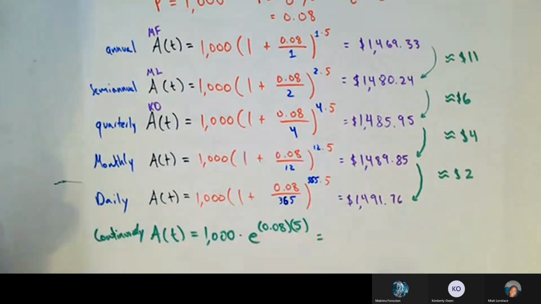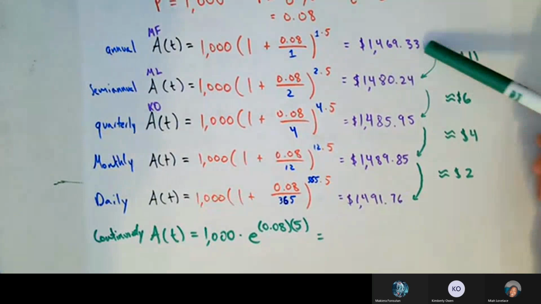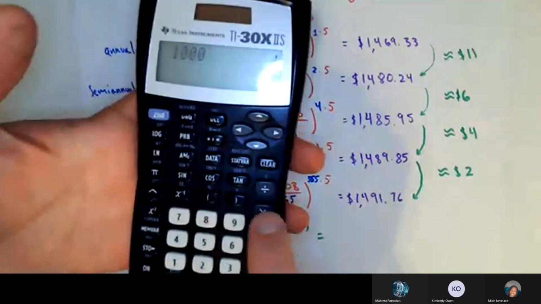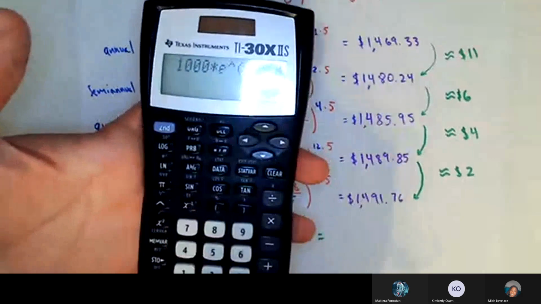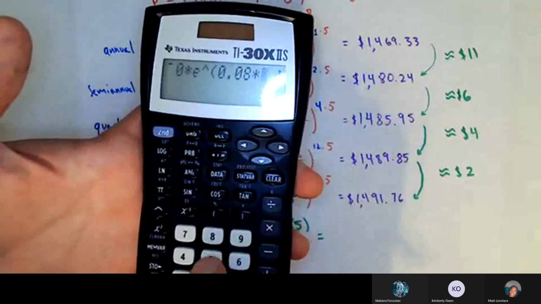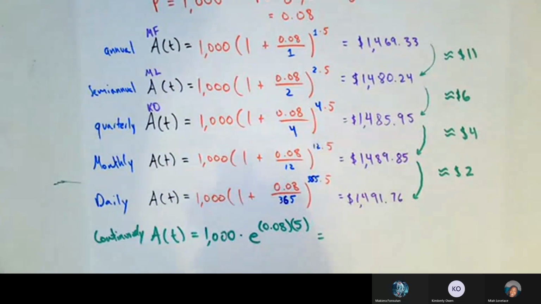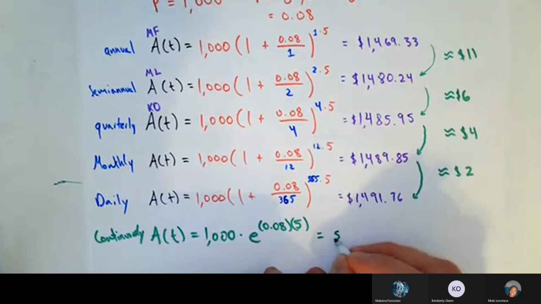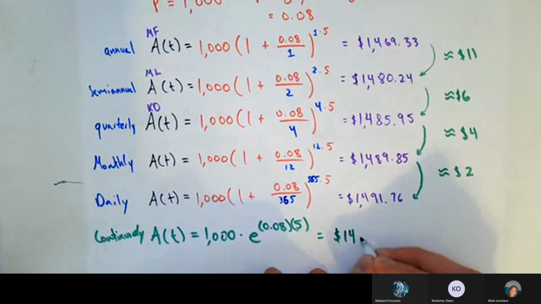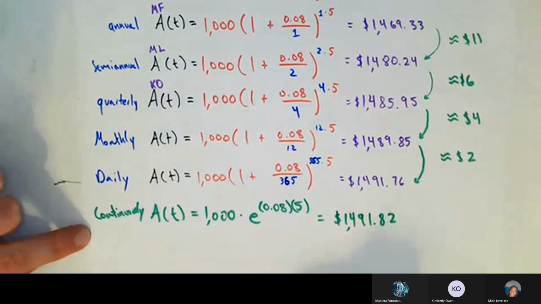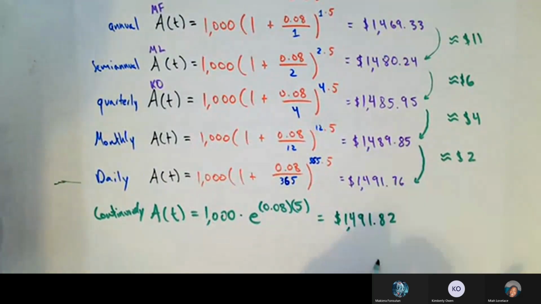Is it going to be a huge difference from annual to continuous? Well, let's see, 1,000 times e raised to the 0.08 times 5, 1491.82. Look at that, it's barely bigger. I mean, look at the difference from daily compounding to continuous. It's literally cents. Over 5 years, that's the difference, right?